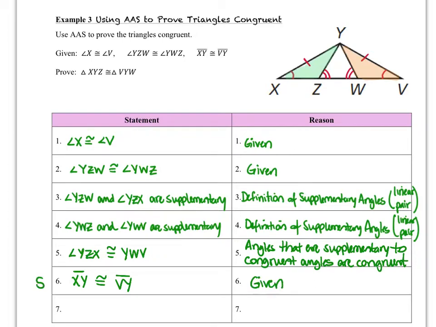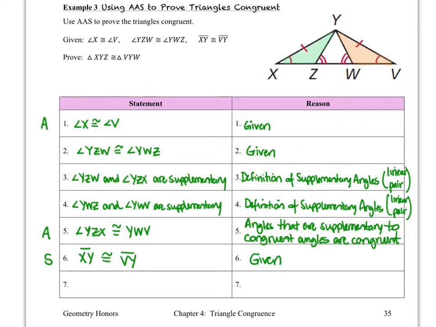That was our side. This was one of our angles, and then the other angle that we are using for our angle, angle, side was way up in statement number 1. So we can finally say that triangle XYZ is congruent to triangle VYW because of the angle, angle, side theorem of congruence.